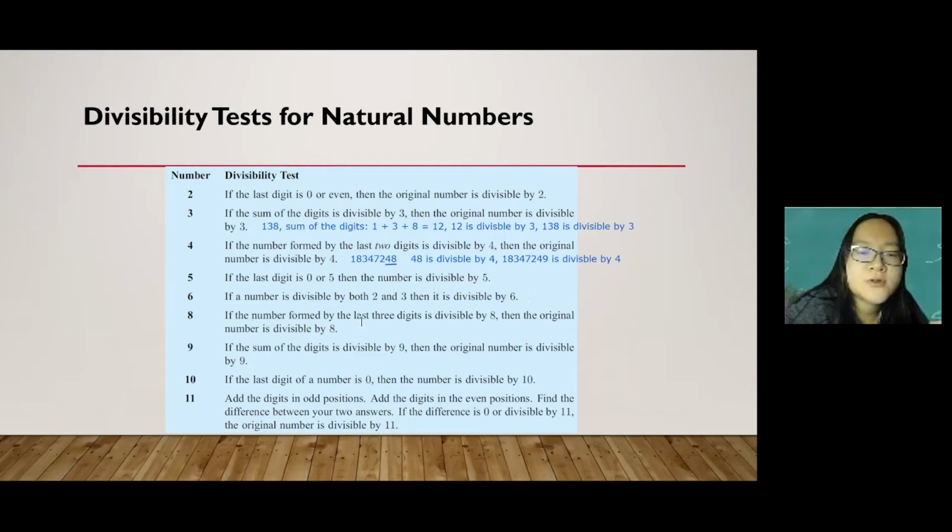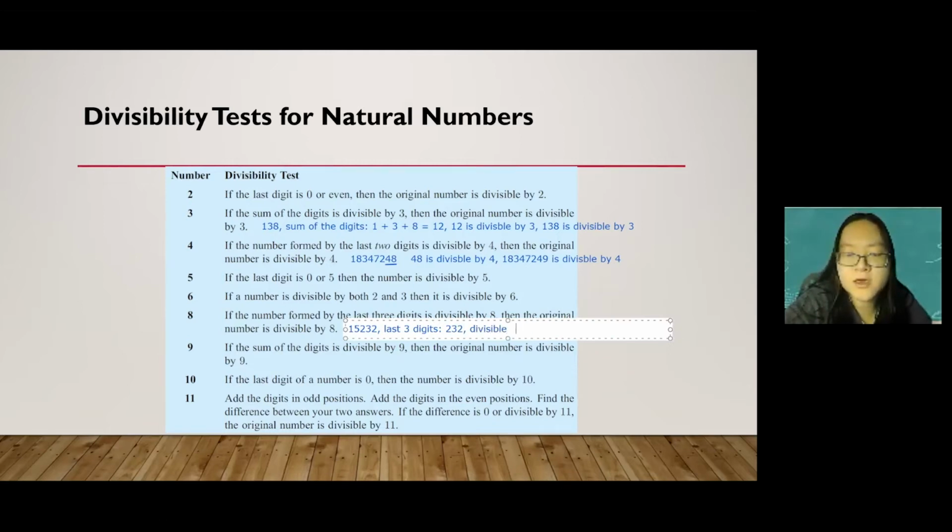For 8, if the number formed by the last 3 digits is divisible by 8, then the original number is divisible by 8. So this is another one of those. It's very similar to the divisibility rule for 4, but it's checking if the last 3 digits are divisible by 8. So let's say I have 15,232. The last 3 digits are 232, and this is divisible by 8.